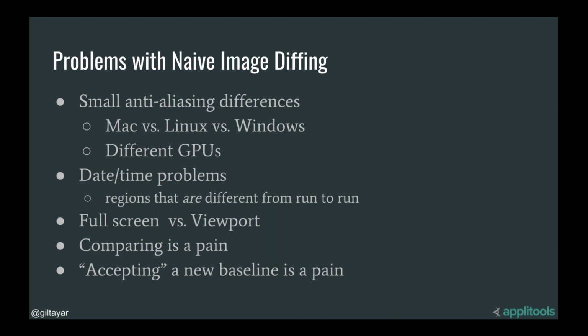But the problem with checking the pixels is that not one screenshot is different from another. If you're running the test locally, you will find small anti-aliasing differences between Mac, Linux, and Windows, between one version of Windows to another. Different GPUs will generate different images. Moreover, we've just seen it in Chrome 67 versus Chrome version 68. The same image was rendered differently in Chrome 67 versus Chrome 68.